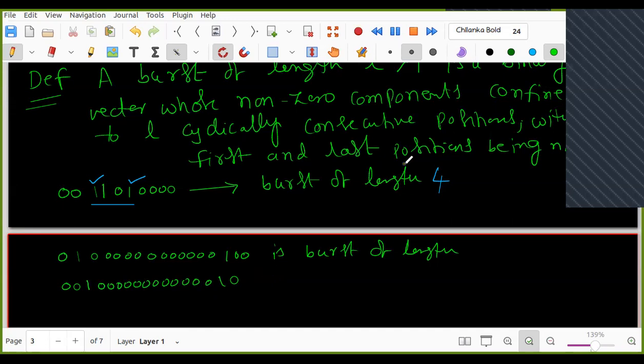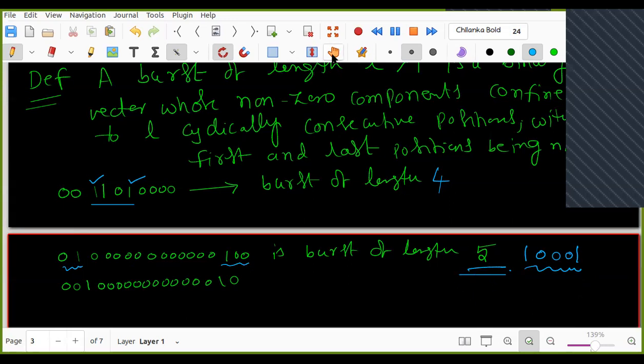5, correct. It is a cyclic burst of length 5, that is 1, 0, 0, 0, 1. If you cyclically shift this portion and this portion, I am going to get it like this. So it is a length of 5. Yes, good, thanks.